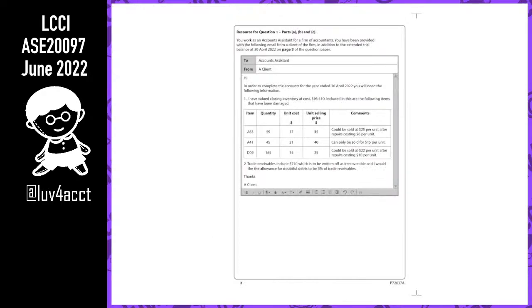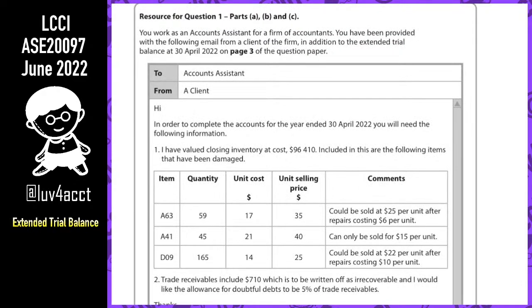So we know that it is extended trial balance. Then we will start to type it here first. Extended trial balance, because it is important. Oops, what happened? Extended trial balance, here. Okay, so let us take a look.